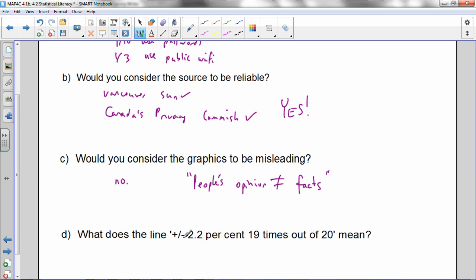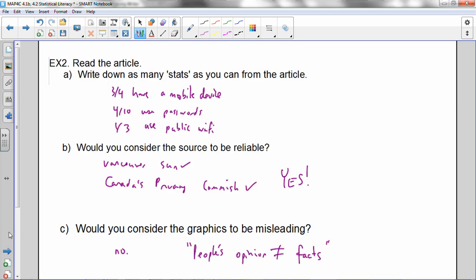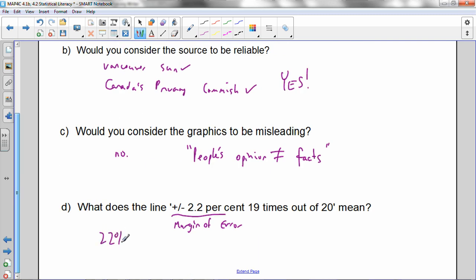What does the line plus or minus 2.2%, 19 times out of 20 mean? Well, that we're used to seeing already. That's the margin of error. And we talked about that in the 3-minute review. This 19 times out of 20 business, we'll get to that in a second, but what does the margin of error mean again? These values are not for sure values, right? So 22% doesn't mean necessarily 22%. That's how many people in that sample said so, but if we had a different sample, it might be a little bit higher, a little bit lower.